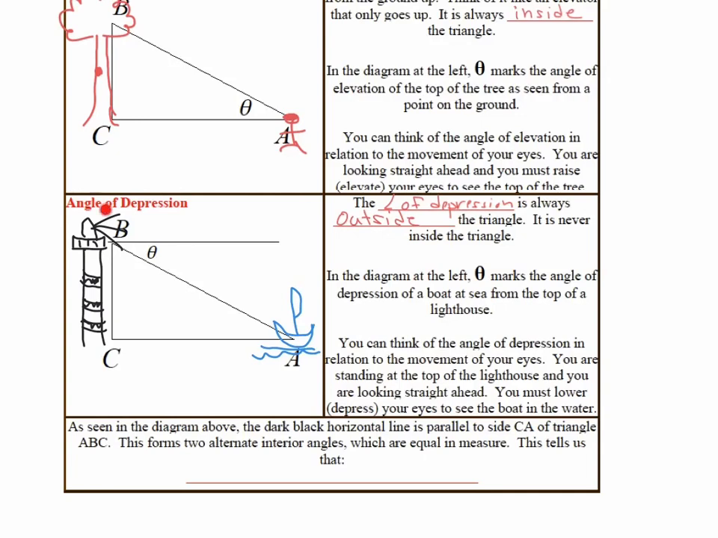So what I'm trying to tell you is if you're standing in that lighthouse, you're standing here, you have to look down to see that boat. So that angle your eyes makes, that's called our angle of depression. So you can think of the angle of depression in relation to the movement of your eyes. You are standing at the top of the lighthouse and you're looking straight ahead. You must lower or depress your eyes to see the boat in the water.